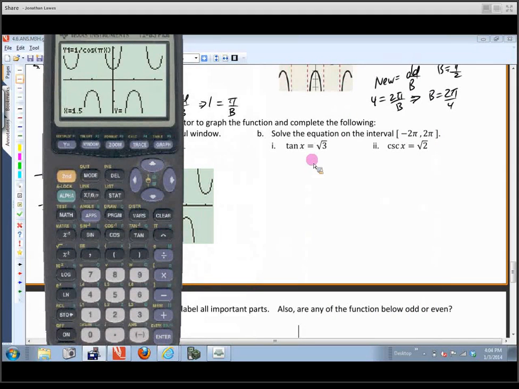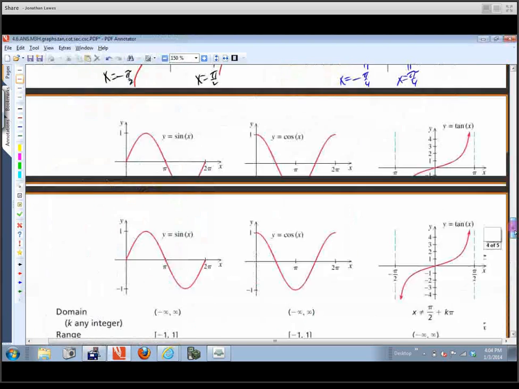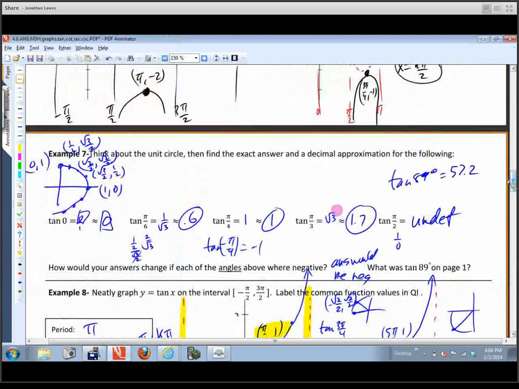Now, this one here, you could actually do this without using a calculator, especially if you've got this memorized. Tangent of x equals pi thirds. Well, there is an angle in the first quadrant that has a tangent of pi thirds. We actually talked about it earlier. Let's take a quick look here. Pi thirds would be the angle.